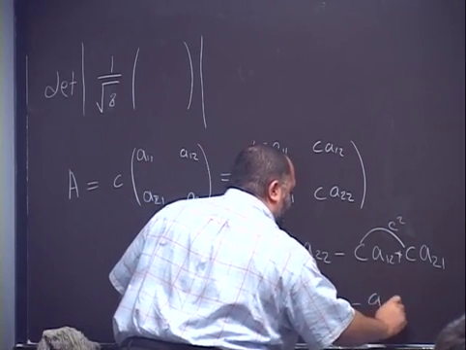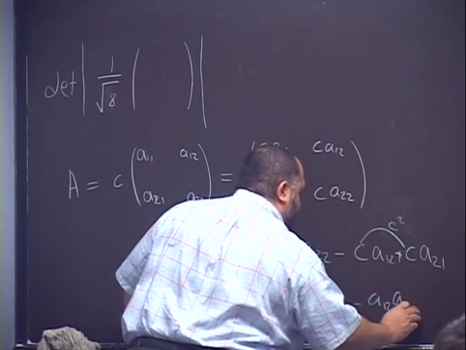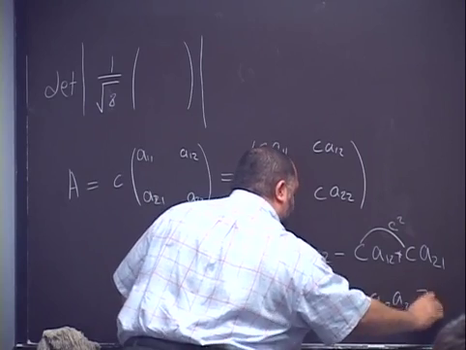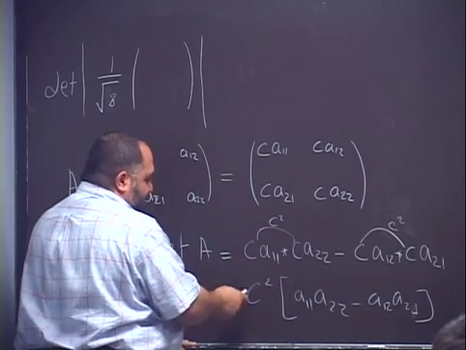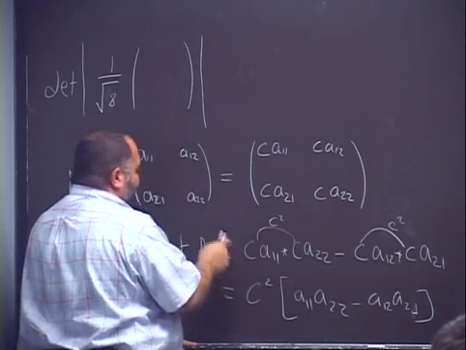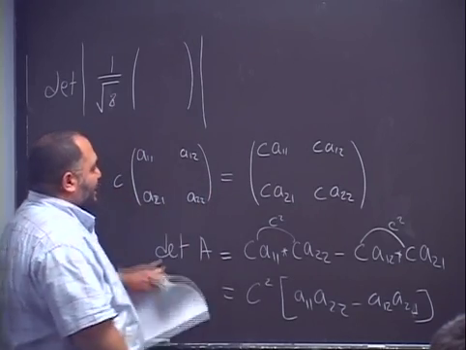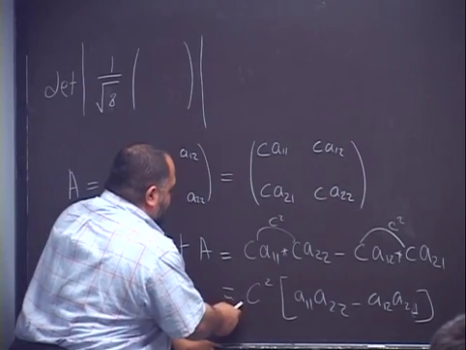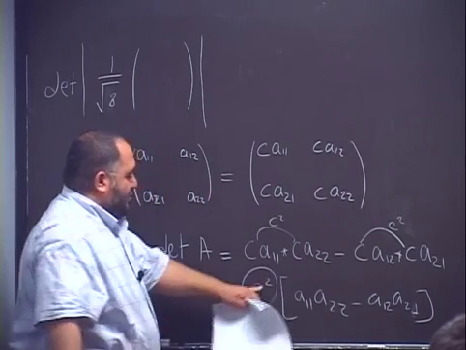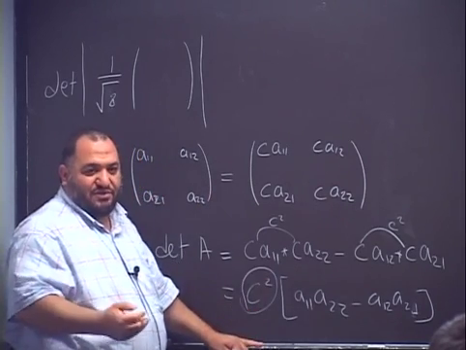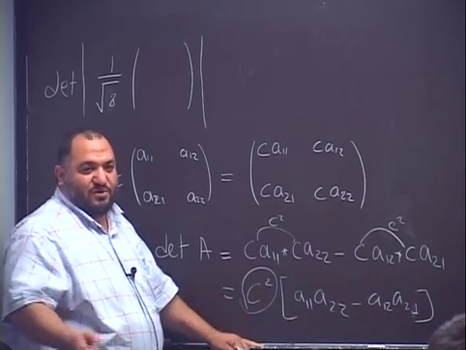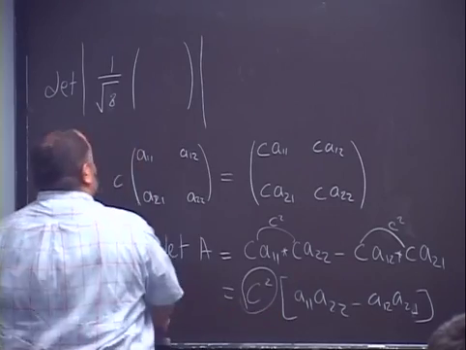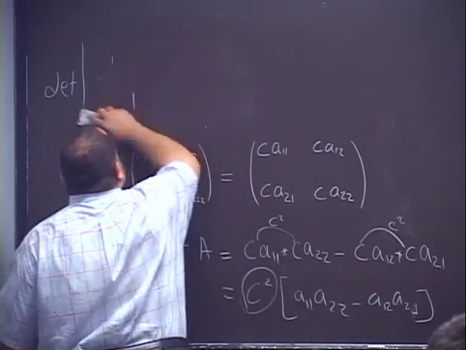So what I want to say here is, if you have a 2 by 2 matrix and there is a constant multiplied by the matrix outside, when you get the determinant, if it is 2 by 2, you will raise it to the second power. If it is 3 by 3, you will raise it to the third power. If it is 4 by 4, you will raise it to the fourth power, and so on. Just to let you know in future.